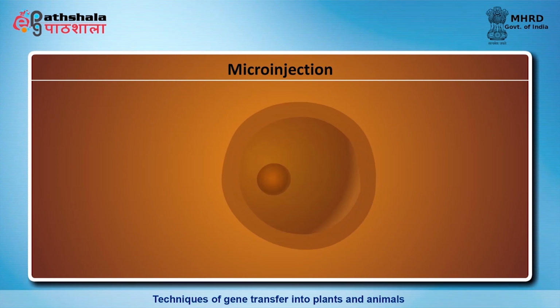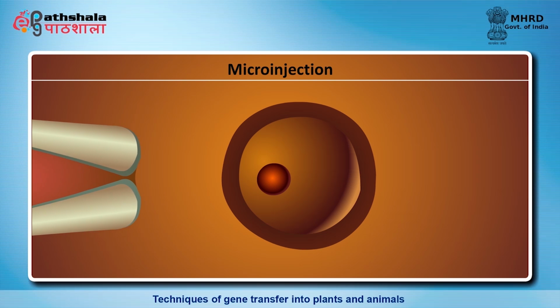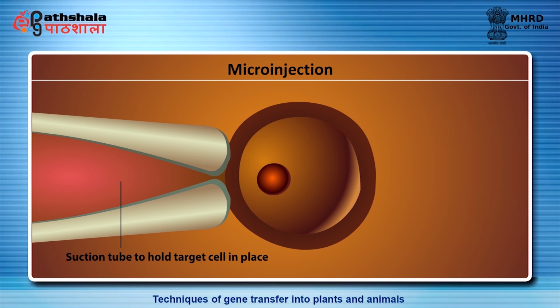Now, we come to the next technique, namely microinjection. In this technique, the DNA is drawn into a very specialized nanosyringe or an even smaller femtosyringe. This is done with the aid of a microscope. In fact, the whole procedure is carried out viewing through a high definition microscope.